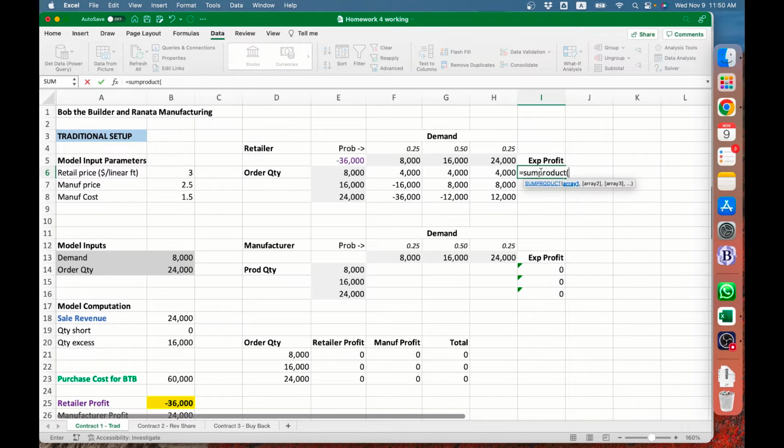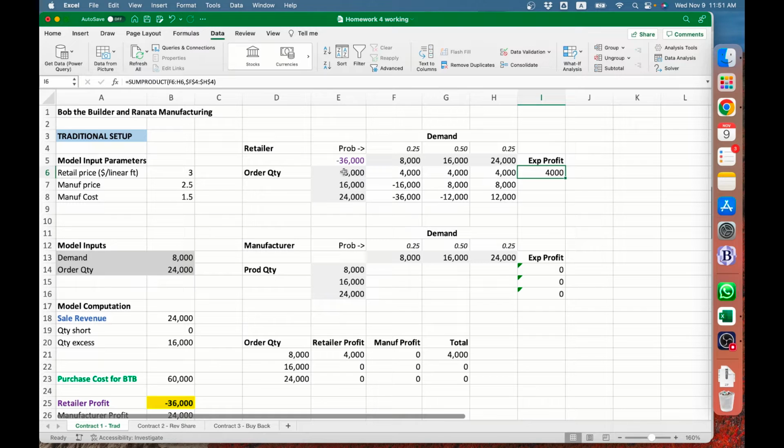We're going to do a product of these profits. Each profit is going to be multiplied by the corresponding probability, and we're going to put dollar signs on the probabilities, because if we drag down, we don't want the red cell to move. So it's going to be 4,000 times 0.25 plus 4,000 times 0.5 plus 4,000 times 0.25. That's like a weighted average, and our expected profit is 4,000.